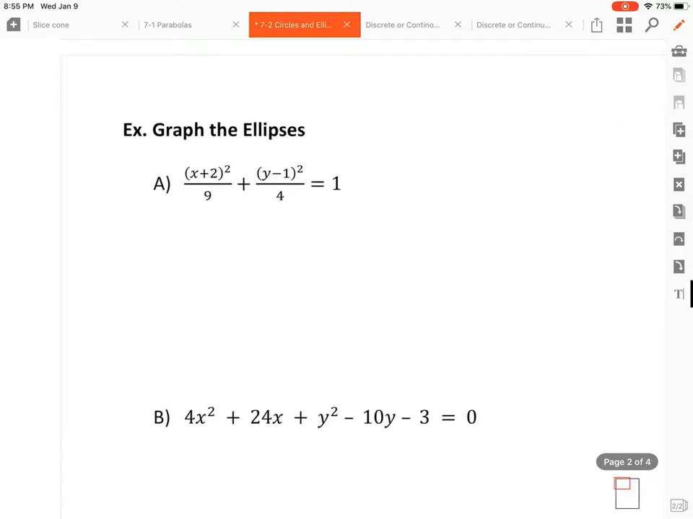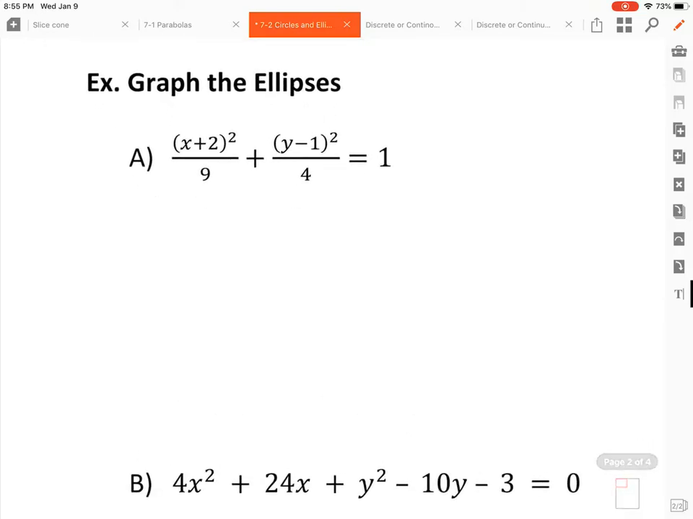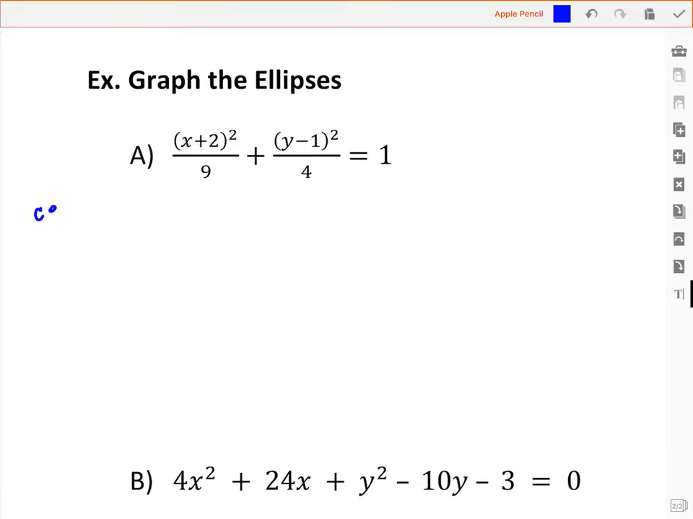All right, first example, we're going to graph (x plus 2) squared over 9 plus (y minus 1) squared over 4 is equal to 1. And we are going to graph this by hand. So in order to graph it, there are 3 things that we need. We need the center, which is h, k. We need the vertices, which we'll get into which one we're going to need. And we need the co-vertices. So if we can get those points, we can graph this.